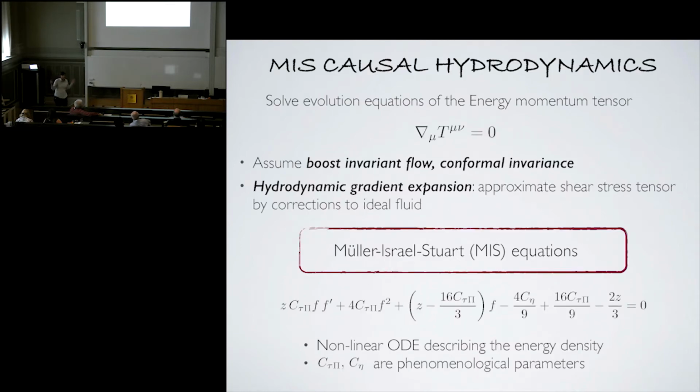The setting is pretty much the same. We're assuming boost invariant flow, conformal invariant. We now approximate, in the energy momentum tensor, the shear stress tensor by several corrections to the ideal fluid, and we solve the evolution equations for the energy momentum tensor. What we get is a non-linear ODE, where you can assume that this F is my energy density, and my Z is the large proper time. And these C's are the phenomenological parameters that you can set equal to the ones of super-Yang-Mills.